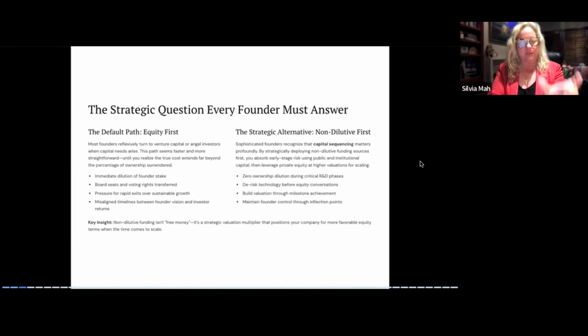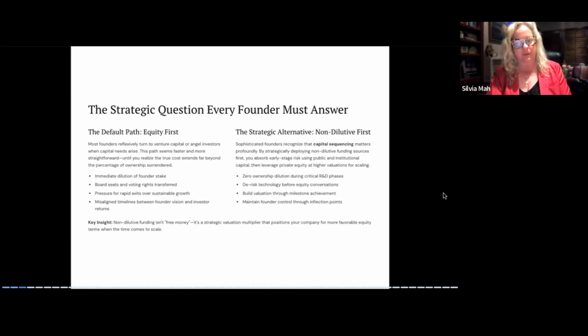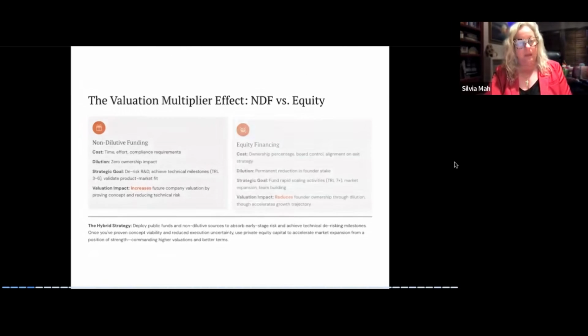And also non-dilutive funding comes with built-in valuation through milestone achievement, also built-in validation. Let's say you're getting that grant from a technical foundation or a technical organization like the National Science Foundation. There's validation in that you might not always get with any kind of angel investor and VC. So think about those two pieces, those two paths. And we're going to talk about that non-dilutive path first.